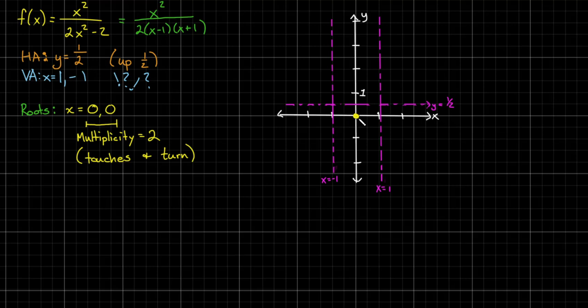Now, here's where we're at. This is why we can't say it's just a move left or right. There's some wonkiness going on. I have 2 options right now, and we need a way to figure out which one it is. I know that the graph is going to touch and turn here because of this multiplicity deal.